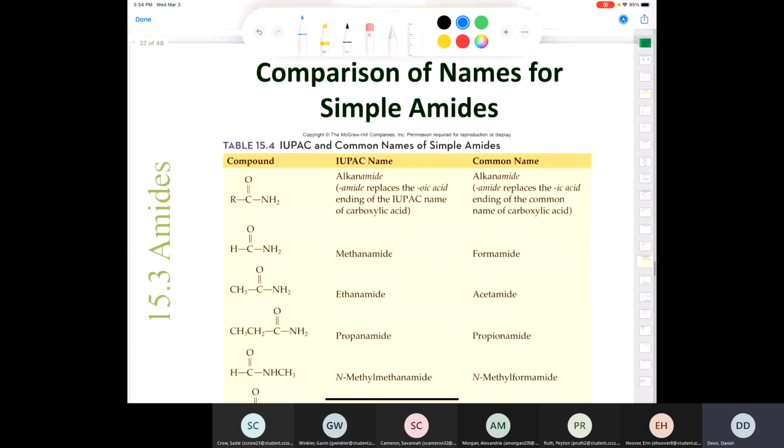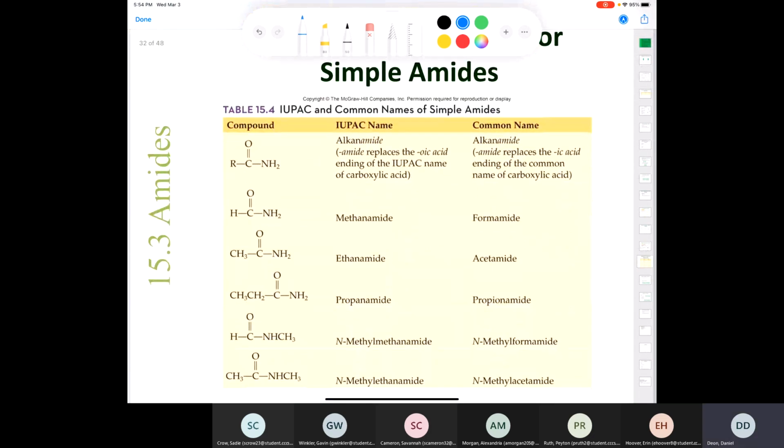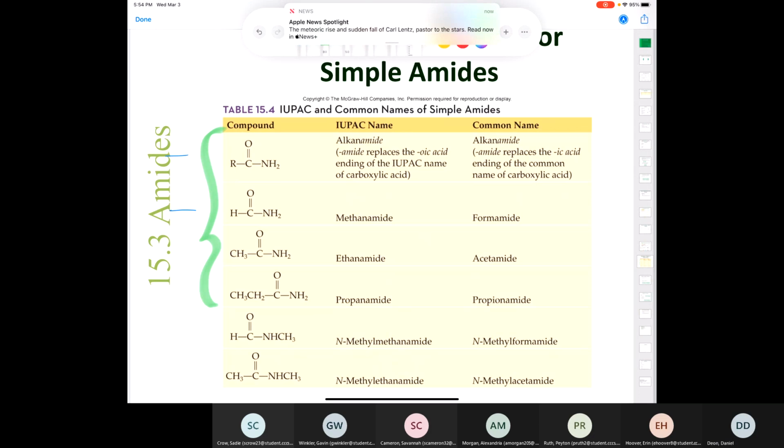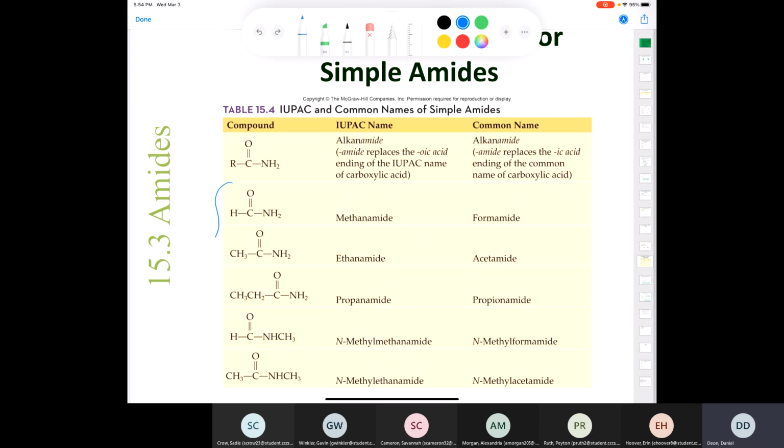Well, let's take a look at the names of some simple amides. These are the first 3 primary amides. If they were all carboxylic acids, you'd go from methanoic acid, ethanoic acid, propanoic acid. So we have methanamide, ethanamide, propanamide.